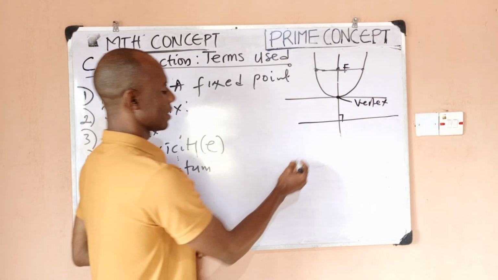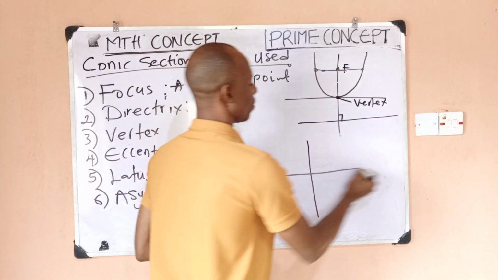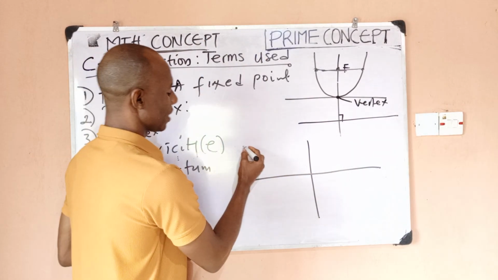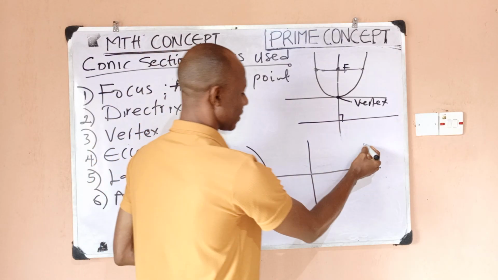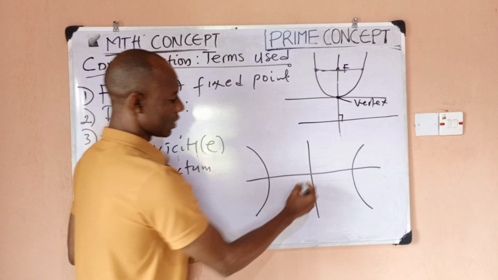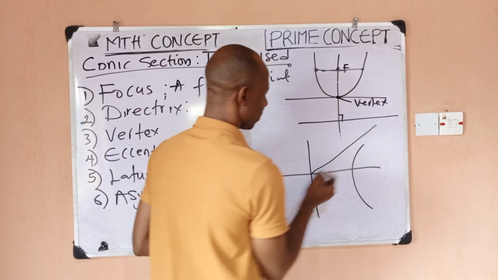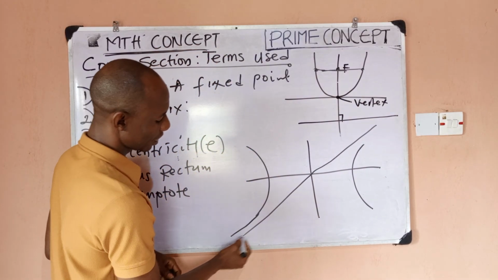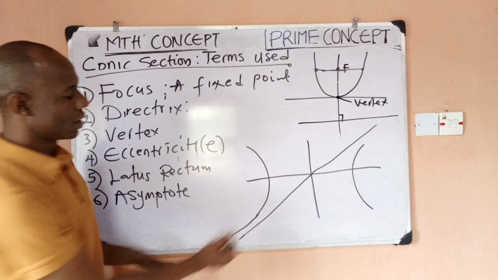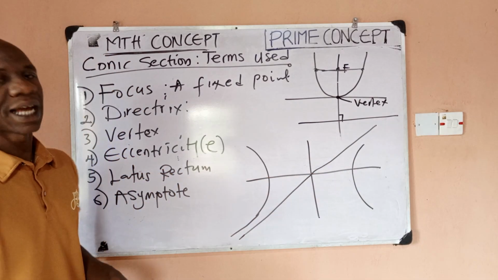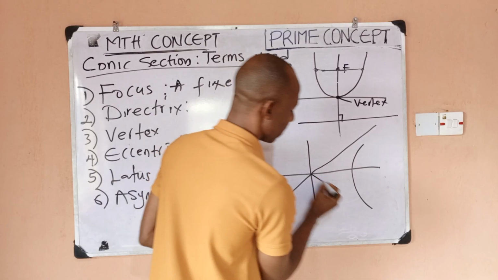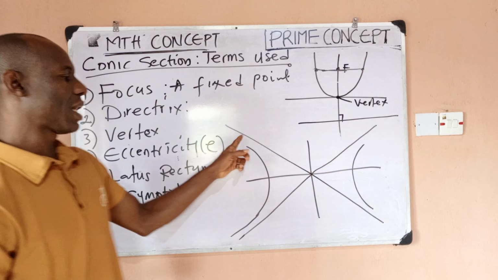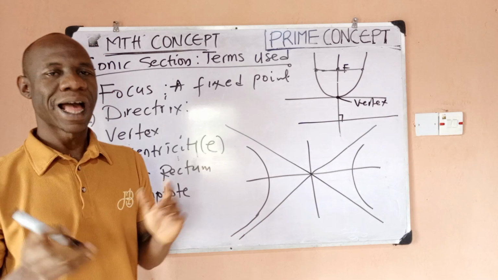Now, asymptote is basically applicable to the hyperbola. If I draw my hyperbola like this, and a straight line, let's say through the origin, you notice that this curve would keep approaching it, but it will never meet this straight line. This straight line is what we refer to as asymptote. You can still have another one like this. So we usually have 2 for our hyperbola. These lines are what we call asymptotes.